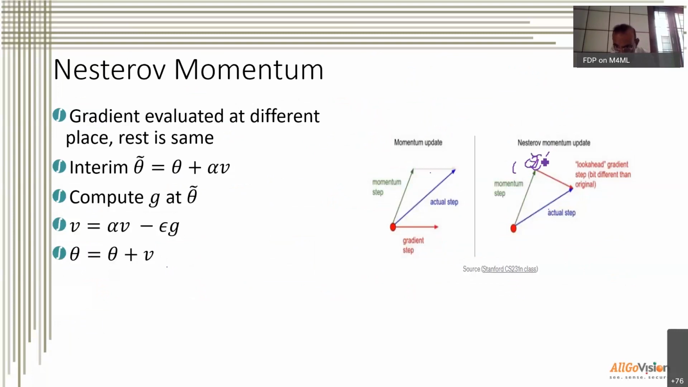This point is your theta tilde, and then calculate g at this point. So what it does is compute g at theta tilde, and then that g is used in the final update, right? Epsilon alpha v minus epsilon g. Okay, and then the rest of the stuff is the same. Okay, so that's the nature of momentum.